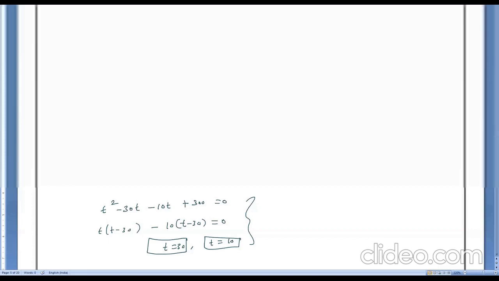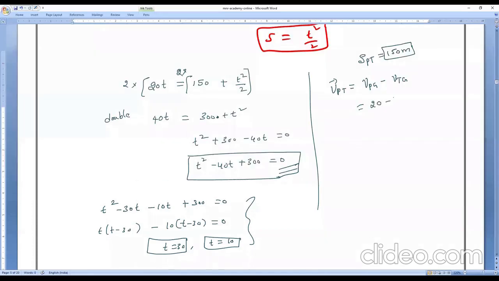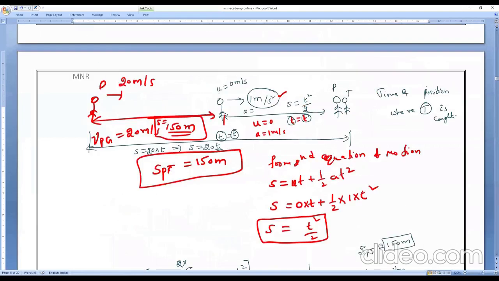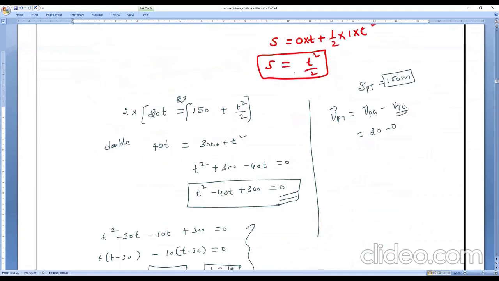Clear, everybody? Same way, can you find the acceleration of the police with respect to the thief, which is equal to what? Everybody respond. Acceleration of the police with respect to ground minus acceleration of the thief with respect to ground. Yes or no, guys? So what is the acceleration of the police with respect to ground? We know velocity only, so the acceleration with respect to ground is 0 meter per second squared. Clear?